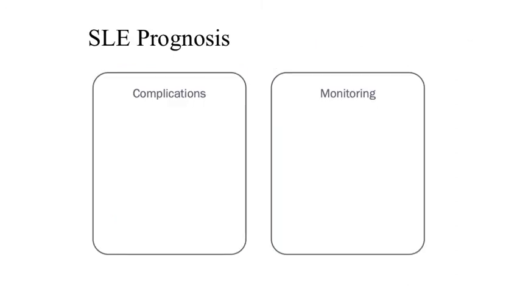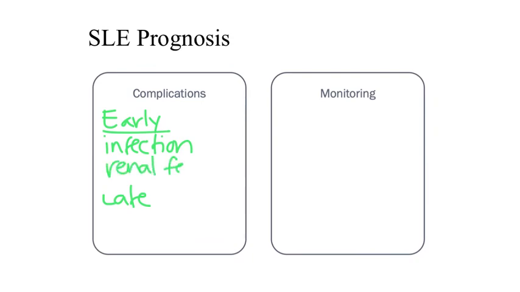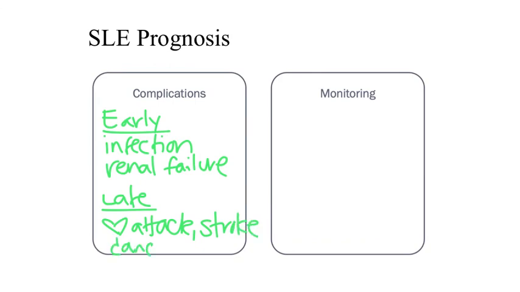In terms of prognosis for lupus, there are some complications that can occur either early or late in the disease process. Early complications include infection, which is due to reductions in white blood cell counts, and renal failure. Later complications are heart attack and stroke, which are both due to the cardiovascular dysfunction, as well as cancer and bone disease. In terms of monitoring, some of the important ways to monitor patients are their response to symptomatic therapy. And fortunately, the 10-year survival for lupus well exceeds 90%.